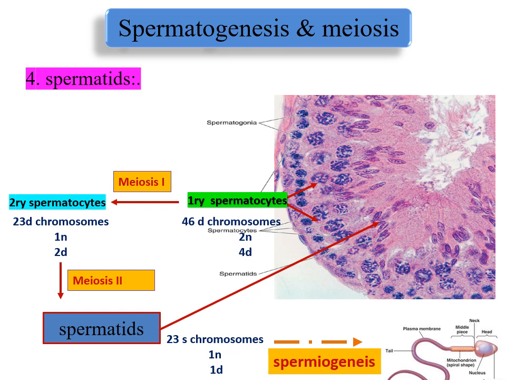Okay, for the spermatids, they are 1N. The DNA content inside them is 1N, 1D. They have lots of ribosomes, a well-developed Golgi, and numerous mitochondria. No more cell division would happen in the spermatid, no more meiosis or mitosis. This is the end stage for the formation of sperms, and then differentiation into mature sperm happens.